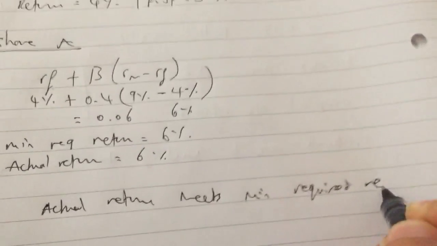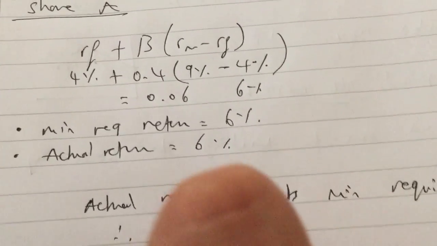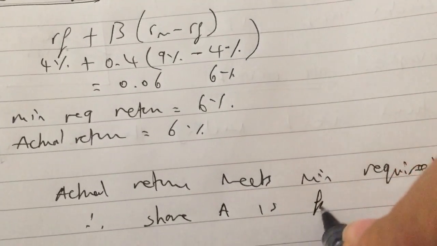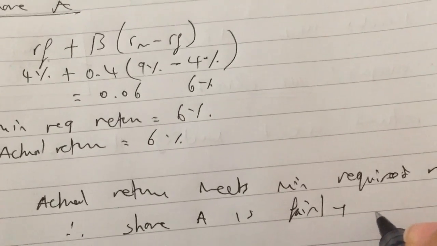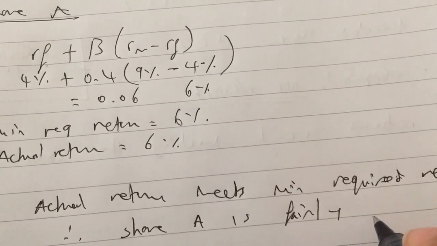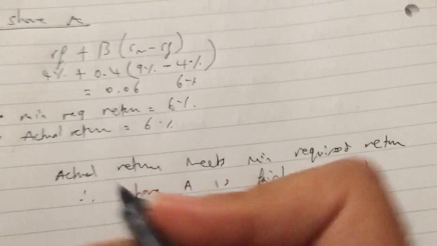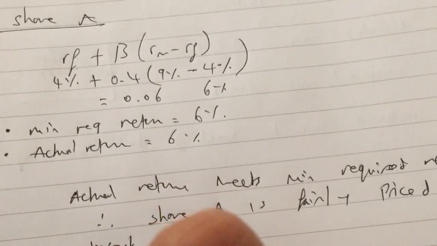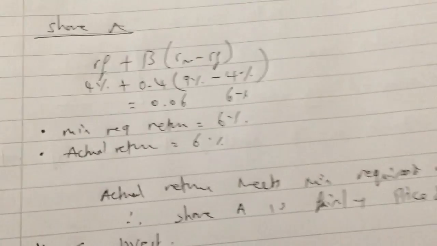The minimum required return. So this means that share A is fairly priced. It's perfect. There's nothing wrong with it. And calculate the returns you should receive, make suitable recommendations. So our recommendation is share A is fairly priced, and you can invest in it if you want.